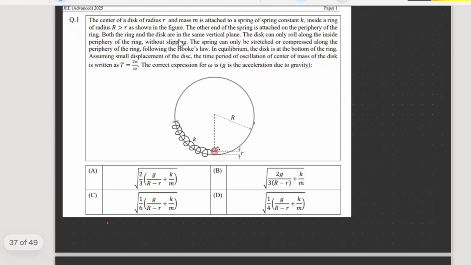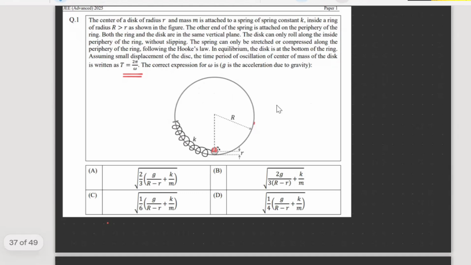Both the ring and the disk are in the same vertical plane. The disk can only roll along the inside of the periphery of the ring without slipping. The spring can only be stretched or compressed along the periphery of the ring. Following Hooke's law, in equilibrium, the disk is at the bottom of the ring. Assuming small displacement of the disk, the time period of oscillation of the center of mass of the disk is written as 2 pi by omega. The expression of omega we have to find out.